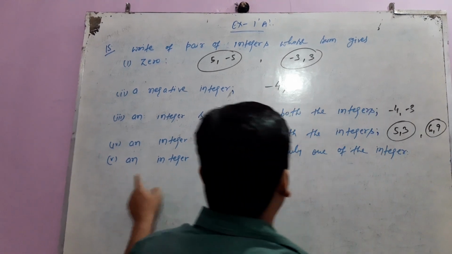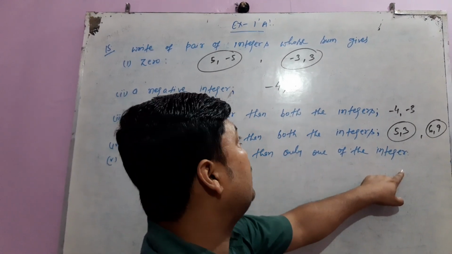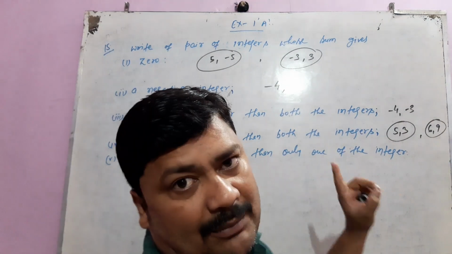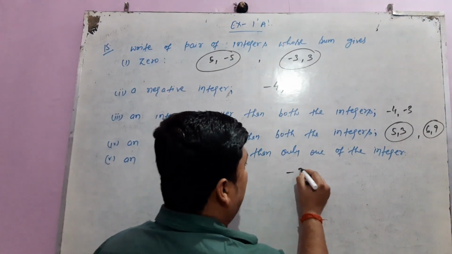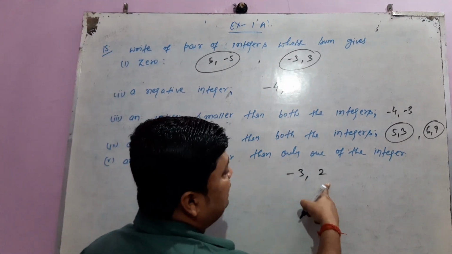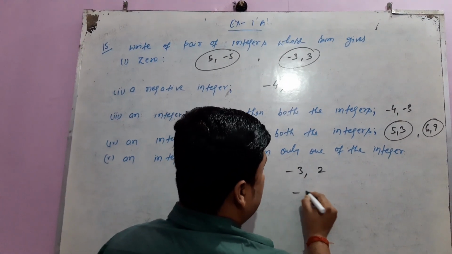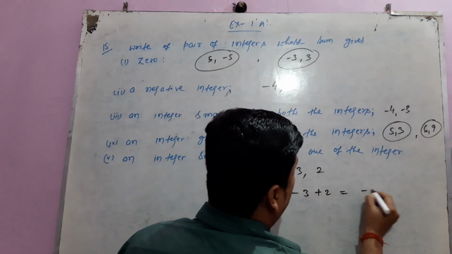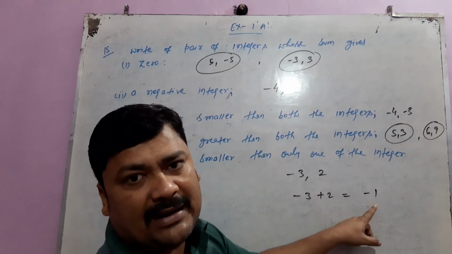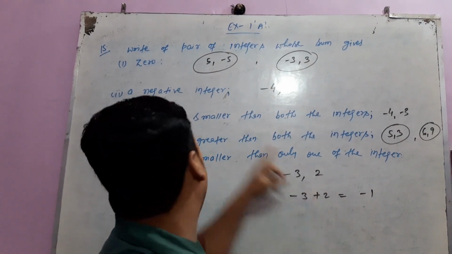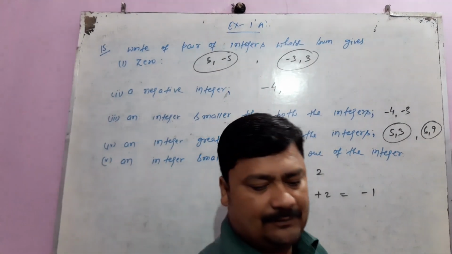Now, an integer smaller than only one of the integers. For that, you have to take one negative and one positive integer. Any one negative integer and one positive. For example, -3 and 2. The sum of -3 and 2 is -1. Now, -1 is smaller than 2, but it is greater than -3. Now, we have to look at question number 16.